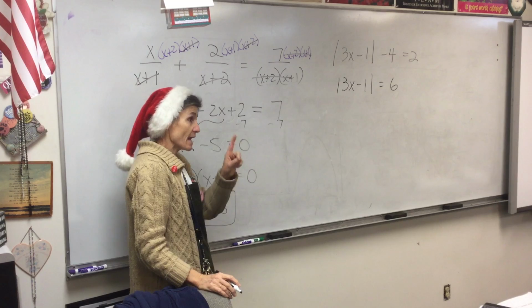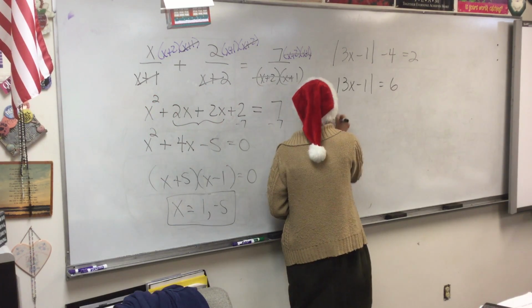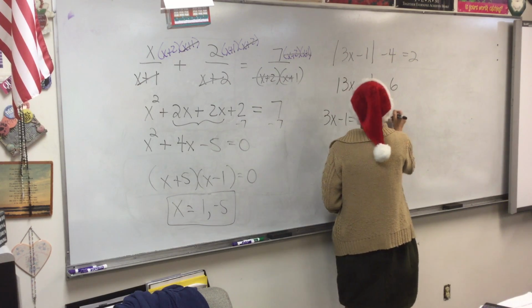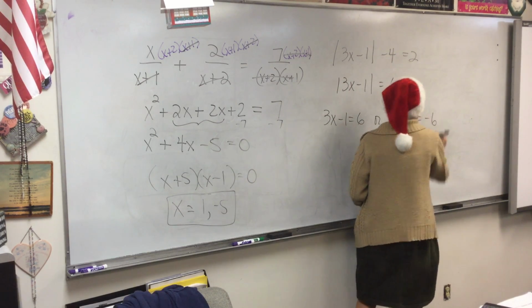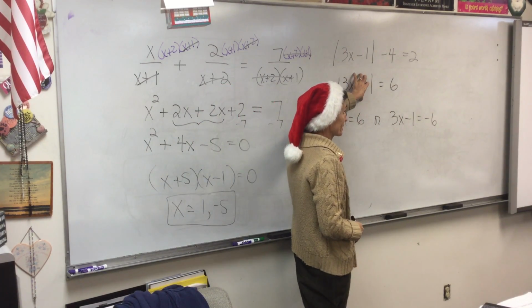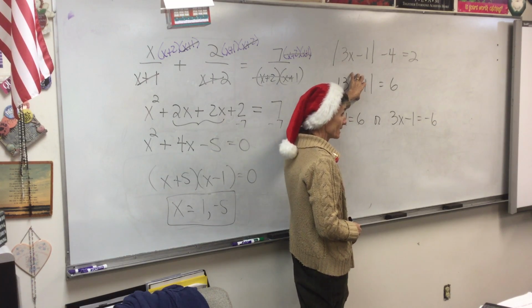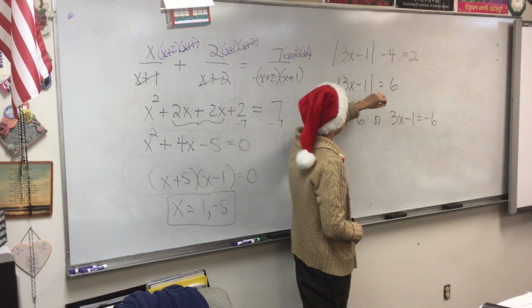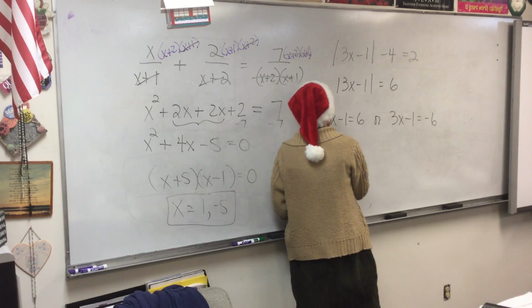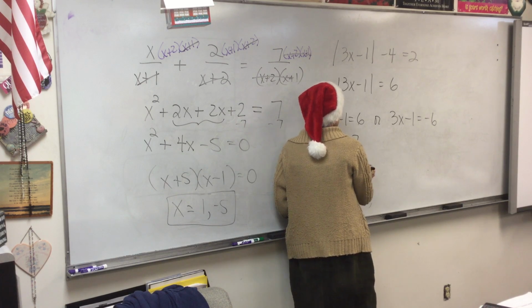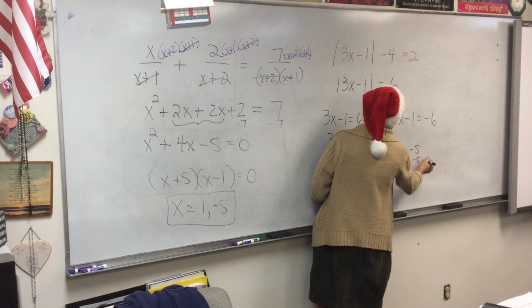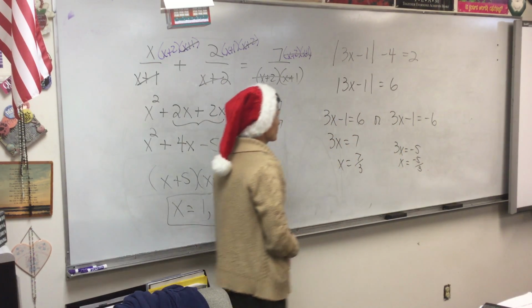Okay, now, the absolute value of 3x minus 1 can either equal 6, or what else can it equal? Negative 6, remember? What's inside this thing could be a positive 6, because the absolute value of 6 is 6. It could also be a negative 6. So I'm going to get 2 answers. One answer is 7/3, and the other answer is negative 5/3. And those are the answers to the question.